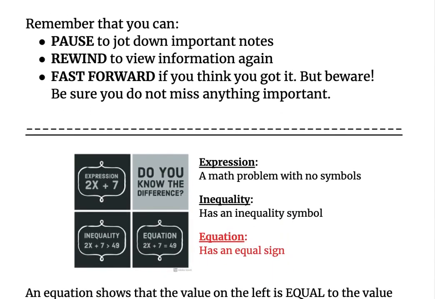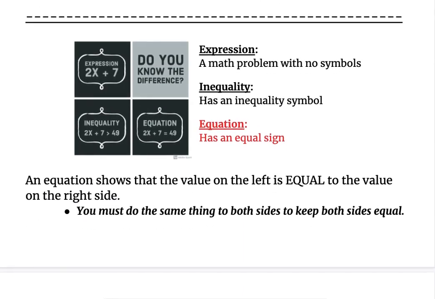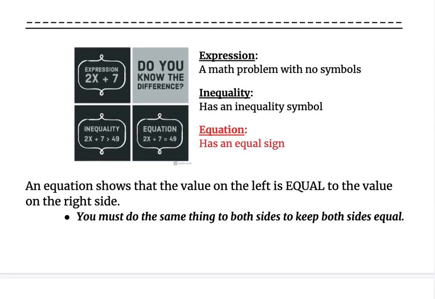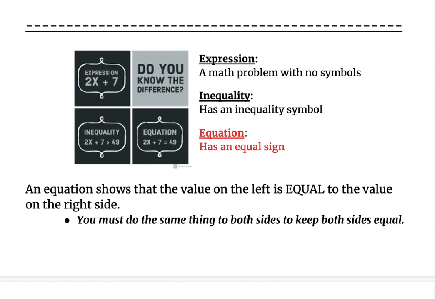So as a review, expressions are like math problems with no symbols. Inequalities have the inequality symbol, and equations have the equal sign. So we're still talking about equations today, specifically one-step equations, meaning it just takes one step for you to solve it. And if you remember, we're putting them on a scale. The left side should be equal to the right side. So if you're going to do something to one side, you have to do the same thing to both sides to make sure that they remain equal. So if you don't have this written down in your notebook yet, pause the video and put that down.